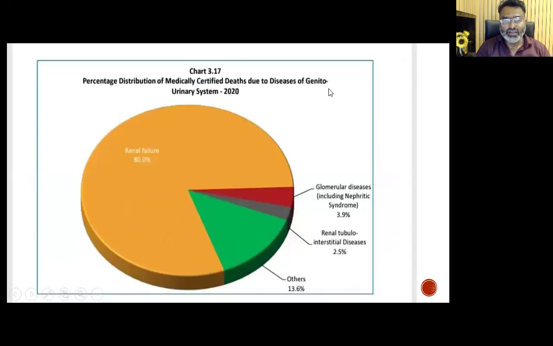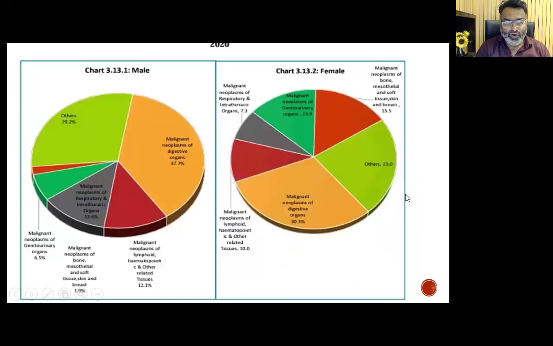Have a look at the genitourinary system, renal failure, 80%. This is for all nephrologists. In 80% of the patients, the cause was renal failure. It can be glomerular disease, renal tubulointerstitial disease, and other causes. Likewise, for all other things, this is for oncology: malignant neoplasms of the digestive organs, malignant neoplasms of the respiratory organs, and malignant neoplasms of genitourinary organs and of the lymphoid tissue.